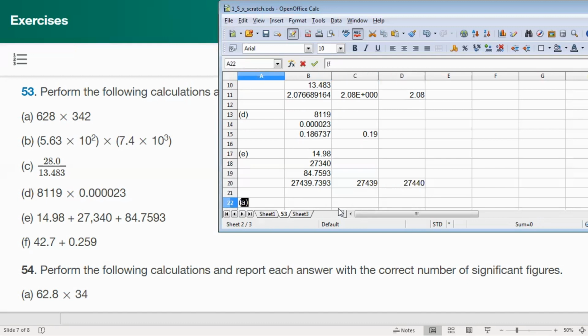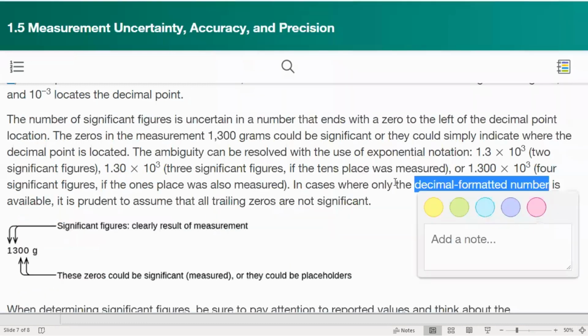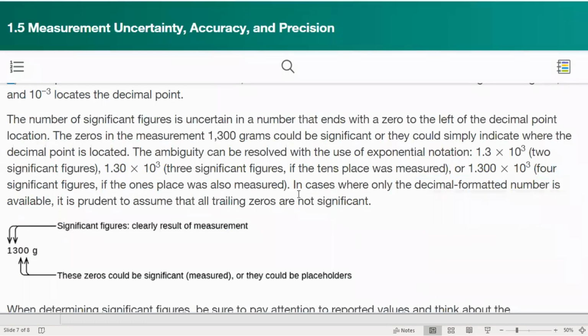That's one that has a little bit of a judgment call that was covered in, just for the sake of completeness, just so you know where I got that from. It says here, in cases where only the decimal formatted number is available, it is prudent to assume that all trailing zeros are not significant.